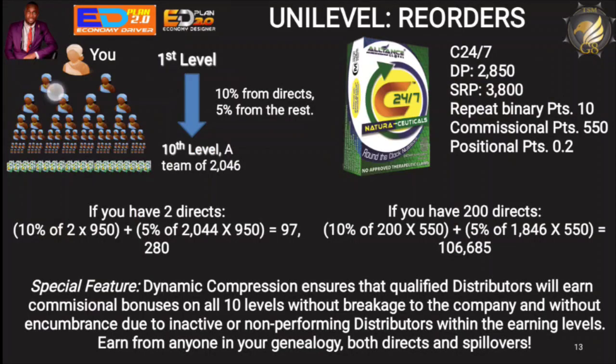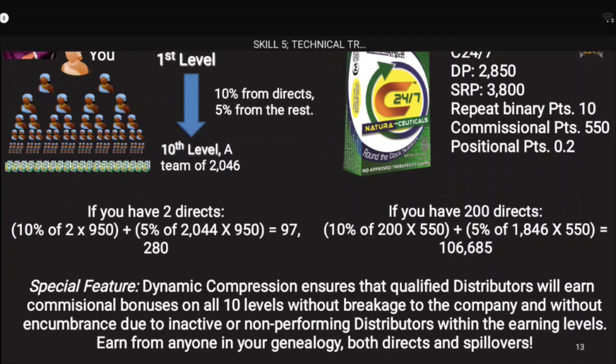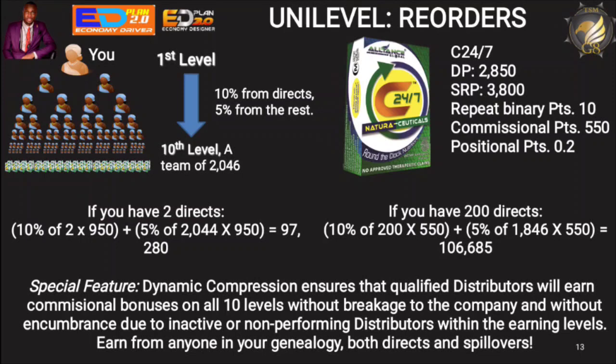Okay. 2,046 minus the two directs, you get that it is 2,044. So 5% of those who are non-directs times 550. And then you get that this is the combination, okay? So the figure here goes a little bit low. Let me correct this one. You will just do the right calculation there.